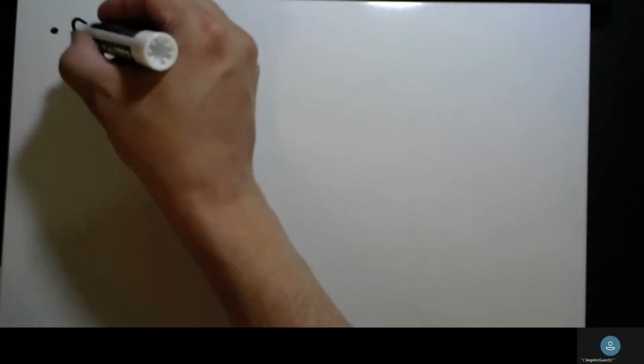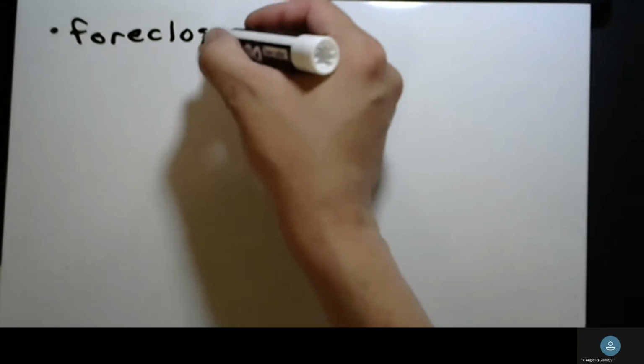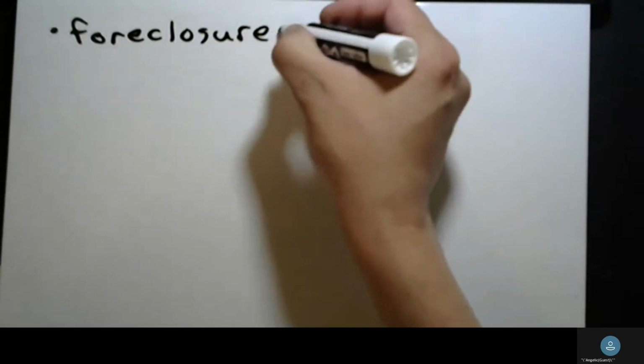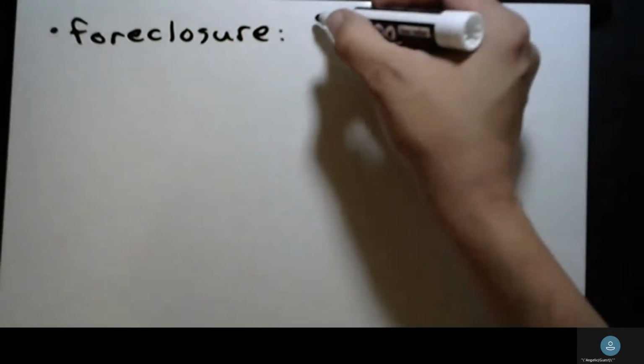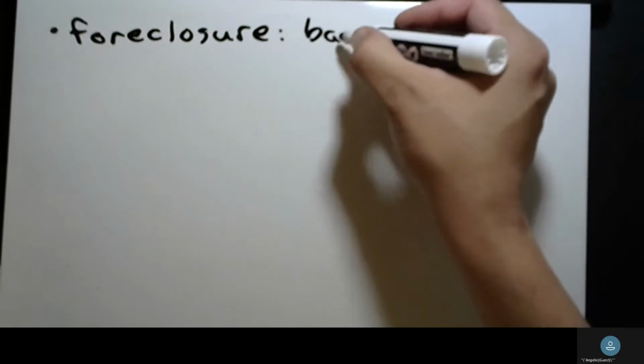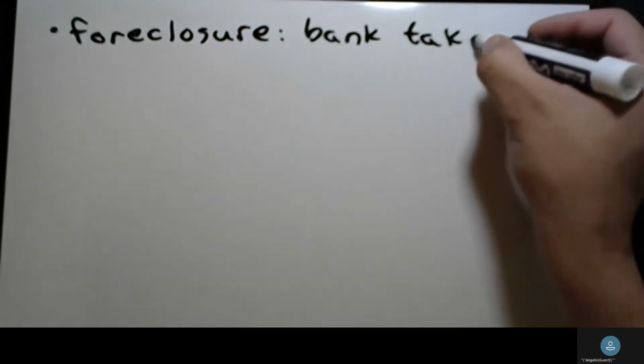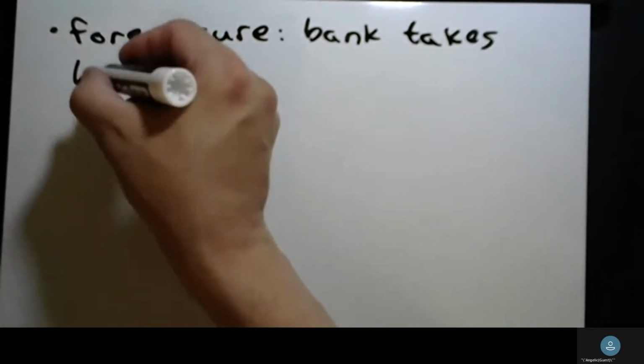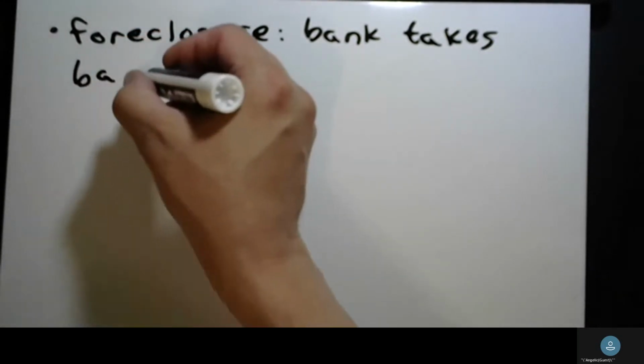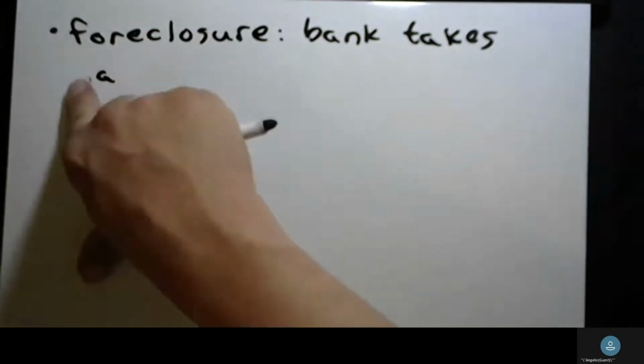So other things with mortgages, there's something called foreclosing, or foreclosure. And this is when the bank takes back, or actually I should say takes possession.